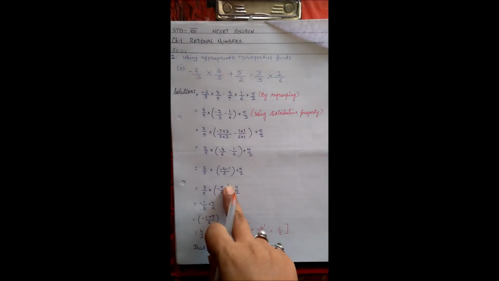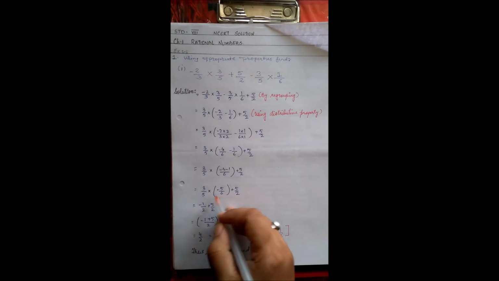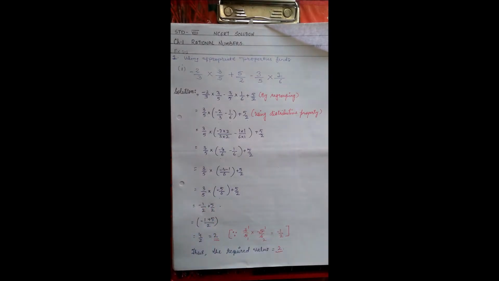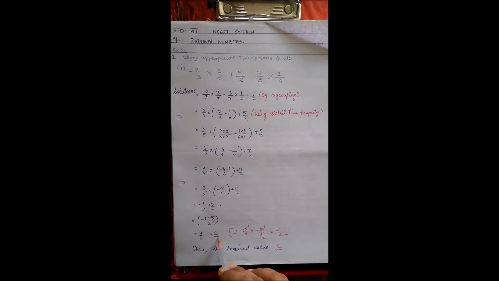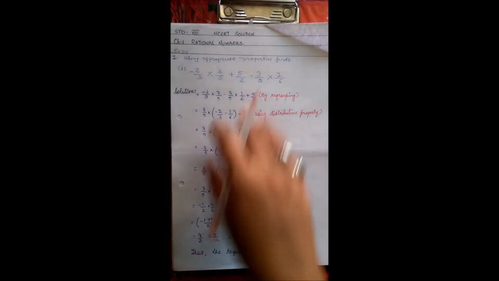Here 5 can cut and 3 and 6 can cut. So 5 will cut, 3 1s are 3, 3 2s are 6. So the remaining fraction is minus 1 upon 2 plus 5 upon 2. So it is minus 1 plus 5 upon 2. So it is 4 upon 2. We can reduce it. It will become 2. So the required value is 2.